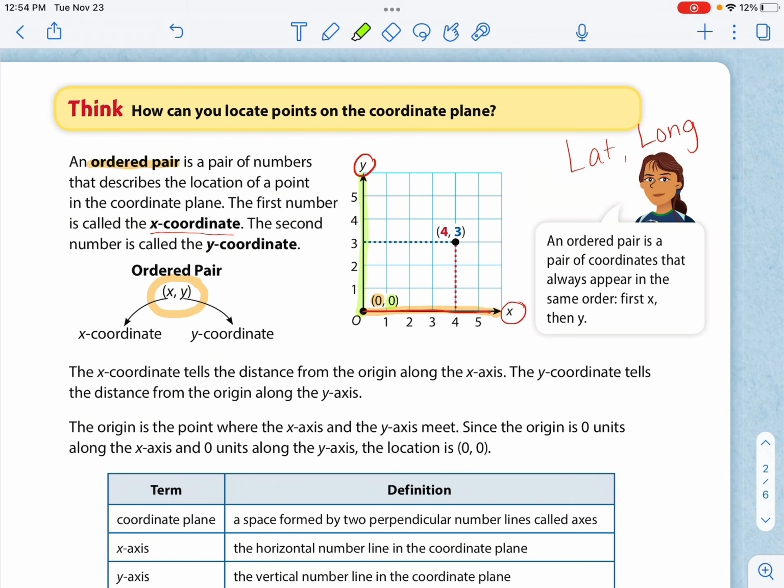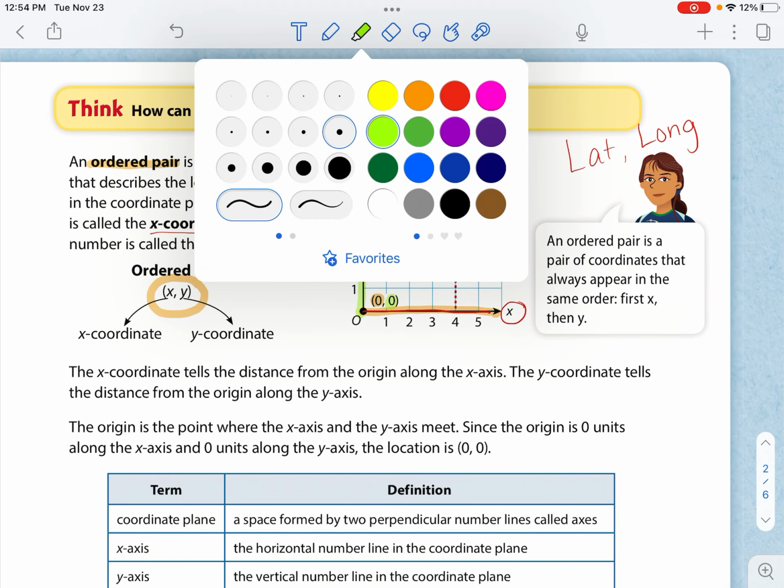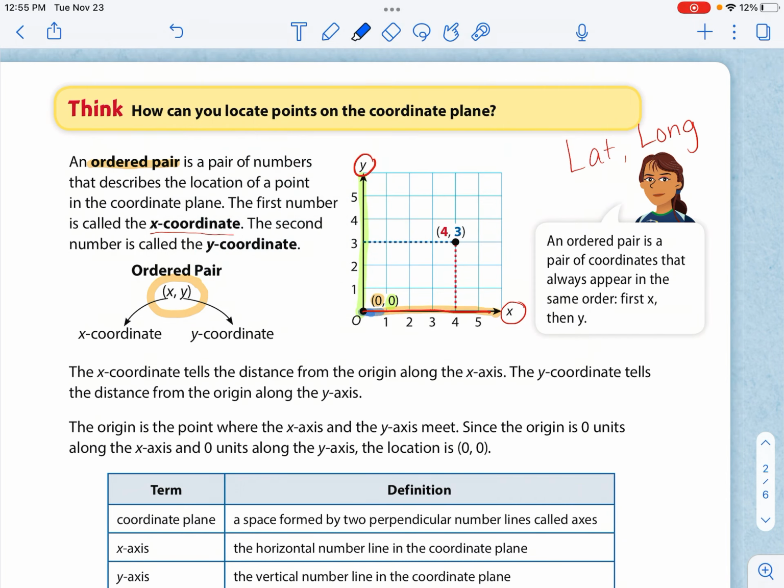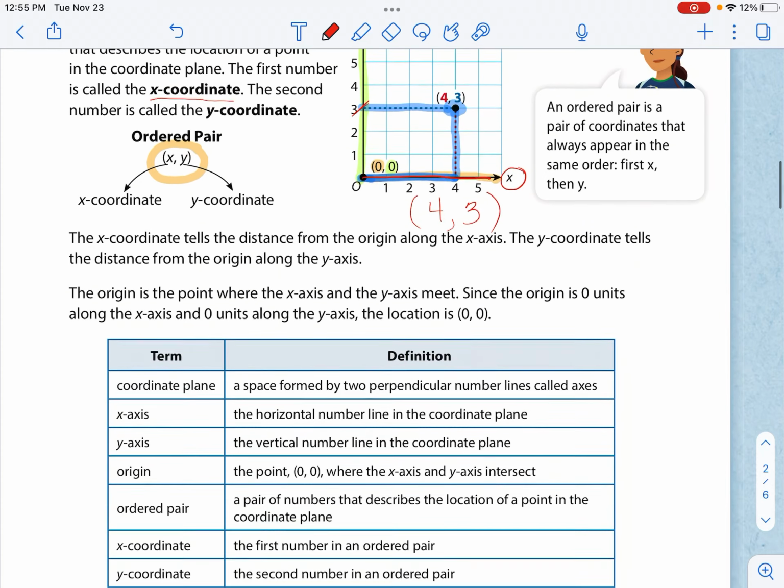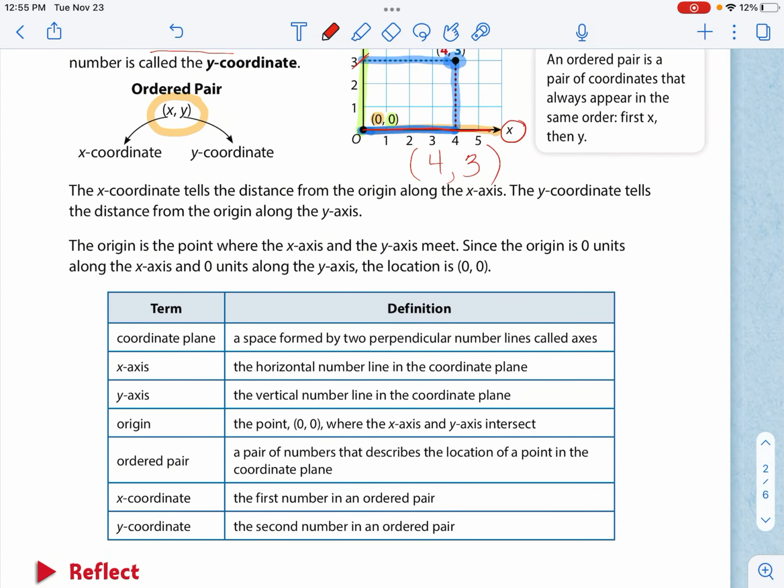What you can see here is they have plotted the point 4, 3: over 4, and up to the 3, and where they meet is their point. So the x-axis comes first, over 4, and then the y-axis, up 3, comes second, and that is called an ordered pair. Down below, there are a few of the things that we just talked about.